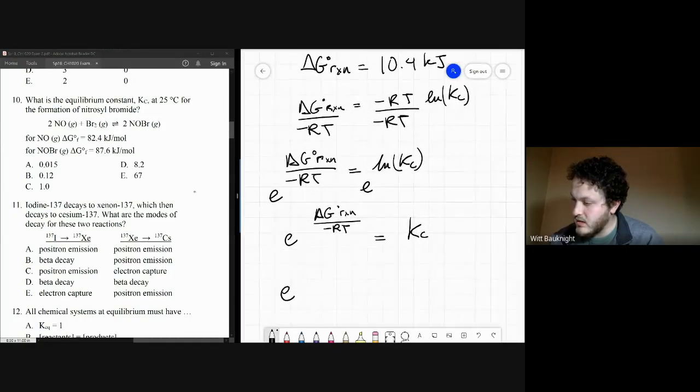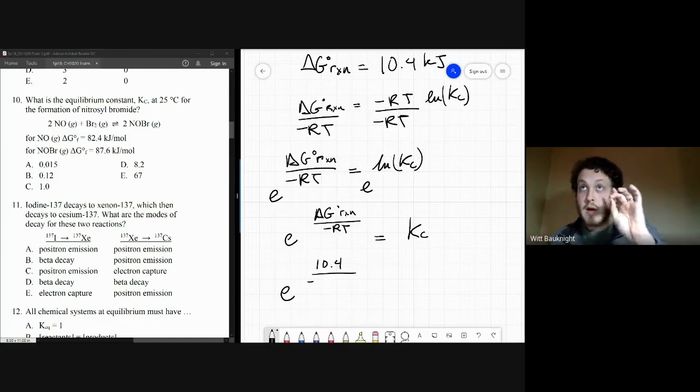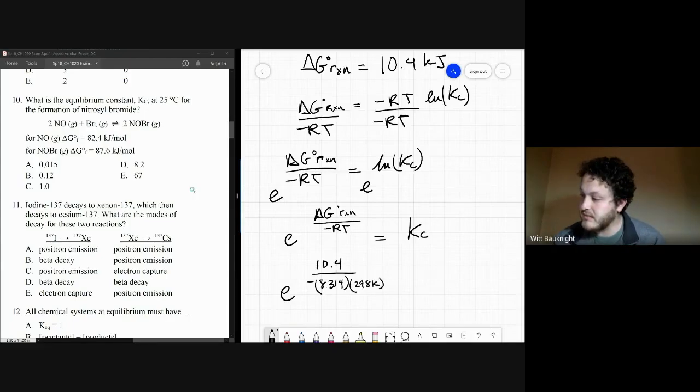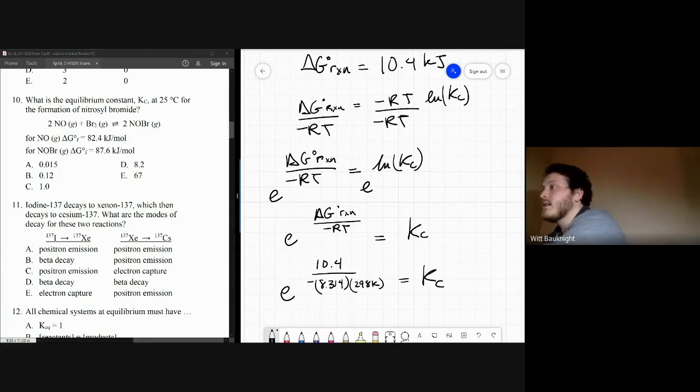So now we're going to actually plug in some numbers. It's e raised to 10.4 over negative. Now for delta G, we don't use the 0.08206 R value. We use 8.314. And then the temperature in Kelvin, well, we're told is 25 degrees Celsius. That makes it 298 Kelvin equals Kc. And I believe we plug in this number. Let me check my work.